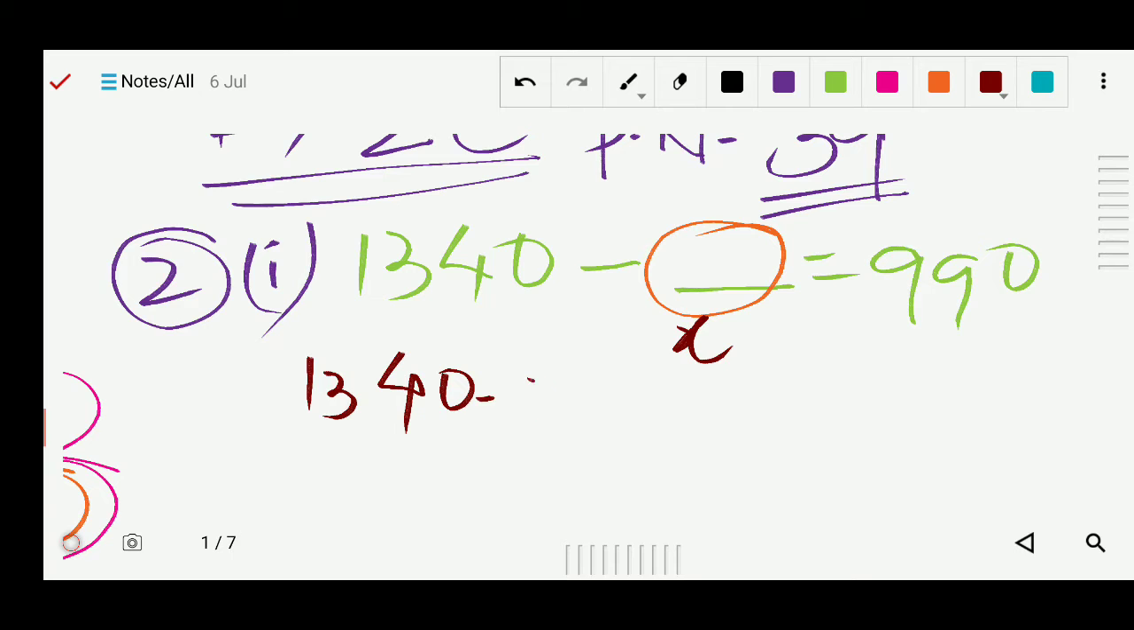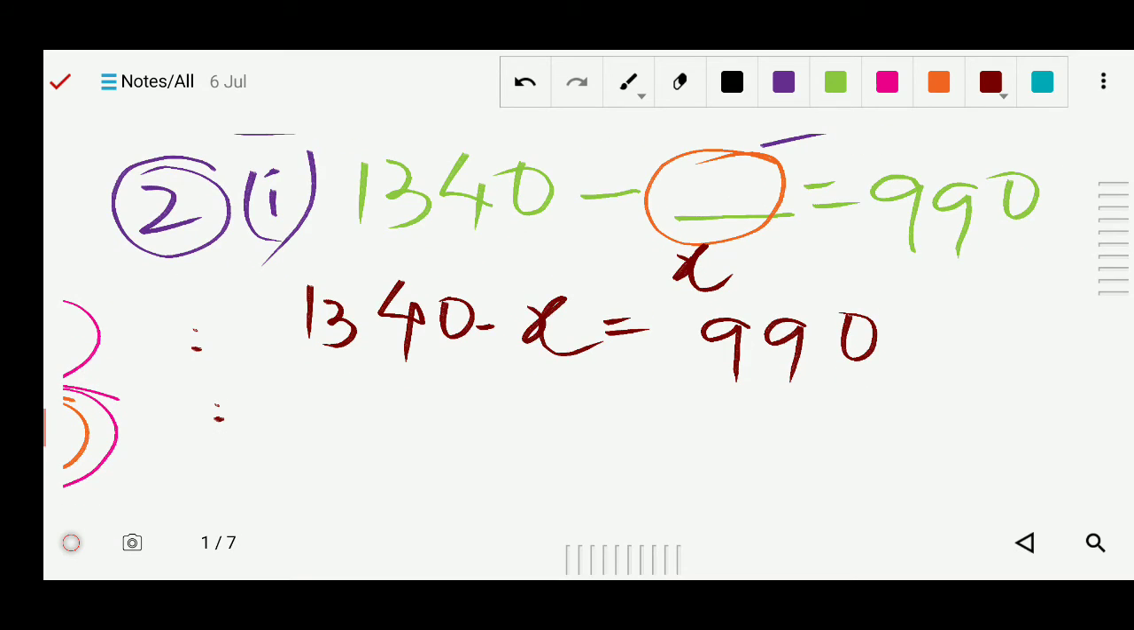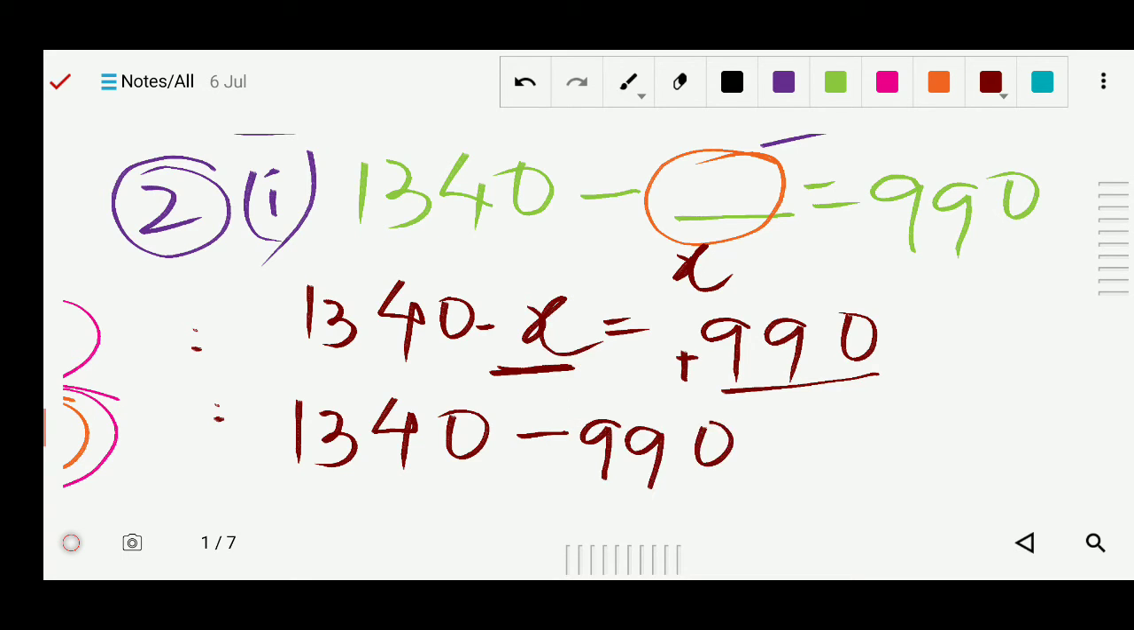1340 minus x equals 1990. Next step, what can we do? We move this x part to this side, and this part to that side. So now 340, and here it is nothing but plus. Whenever the 990 comes to the left side, it becomes minus 990, and this goes to the other side. So here will be x.